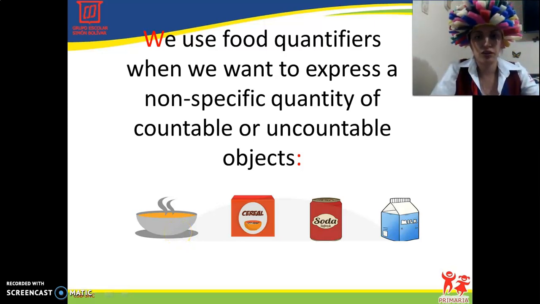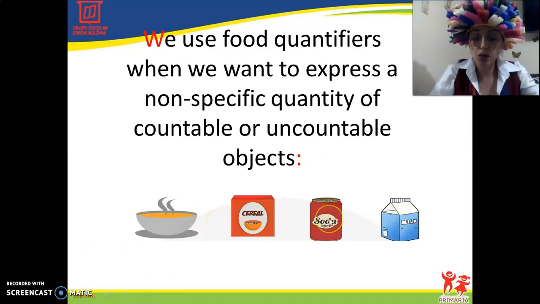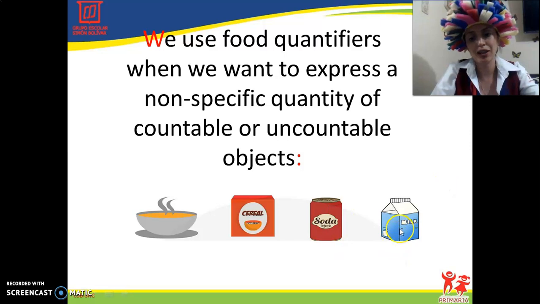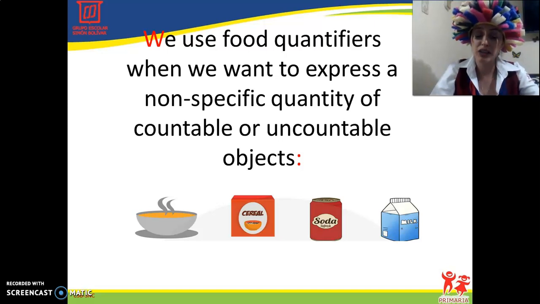Of course not. Can you count cereal? No, you cannot go one cereal, two cereal. It's impossible. Soda. Can you count the soda inside? Of course not. Milk. I told you that you cannot count milk, okay? So these are things that you cannot count. That's why we need food quantifiers to specify the quantity, if it's countable or uncountable. It doesn't matter, okay? All right.